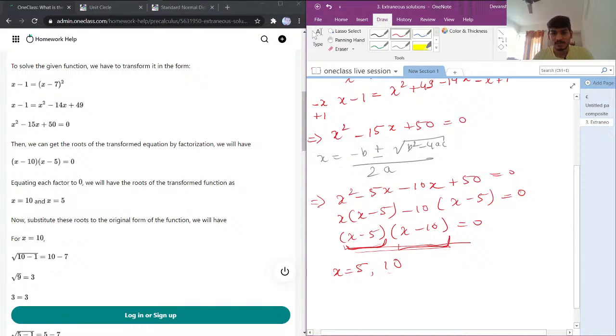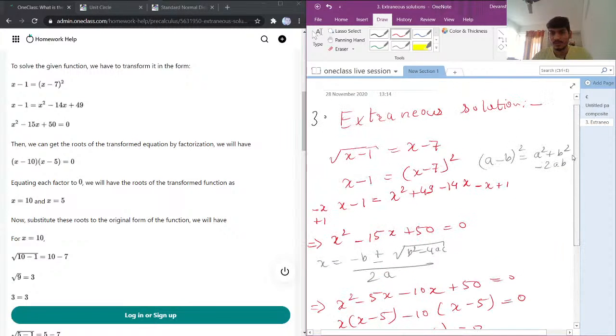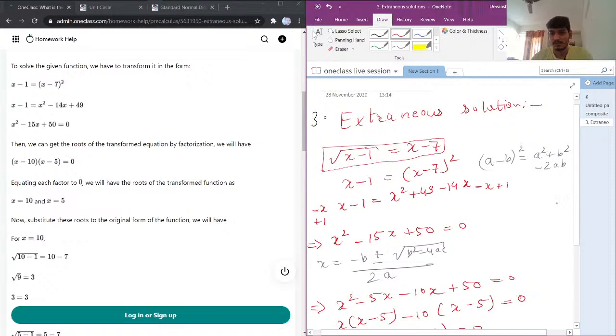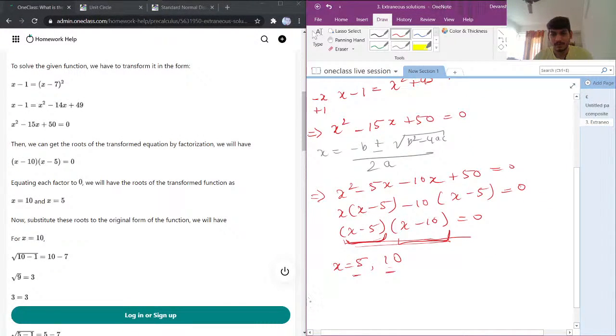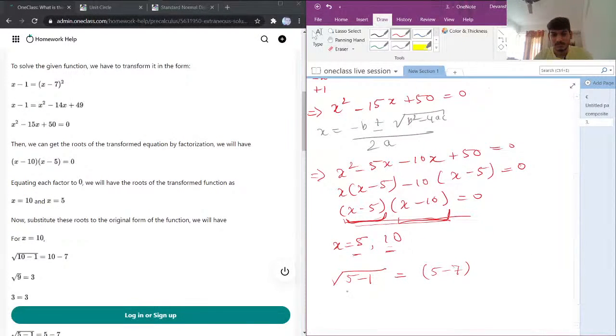So coming back towards the original equation, we get two values: x equals 5 and x equals 10. Now we'll put x equal to 5 in our original equation, which was this. So putting x equals 5, we get 5 under root of 5 minus 1 equals x minus 7, so 5 minus 7. 5 minus 1 is root 4, and the value of root 4 is 2.